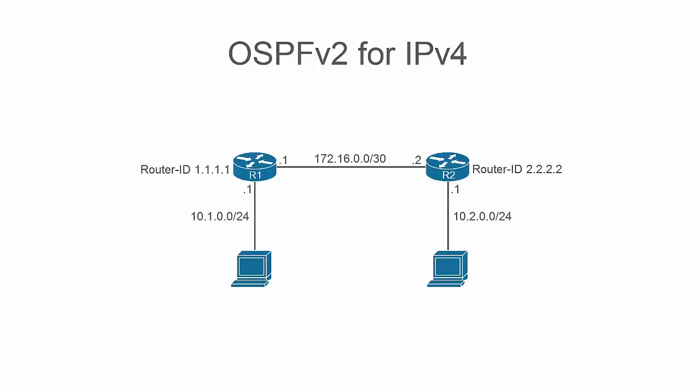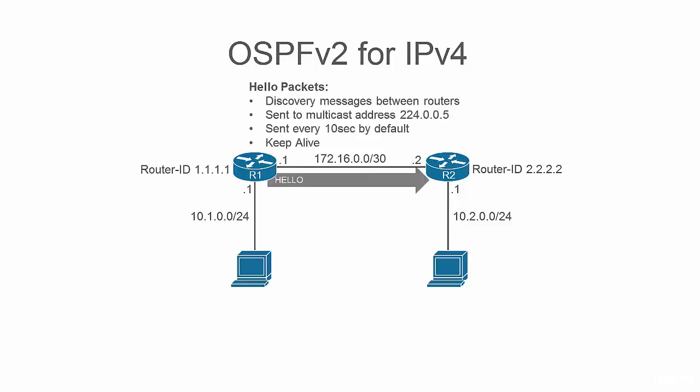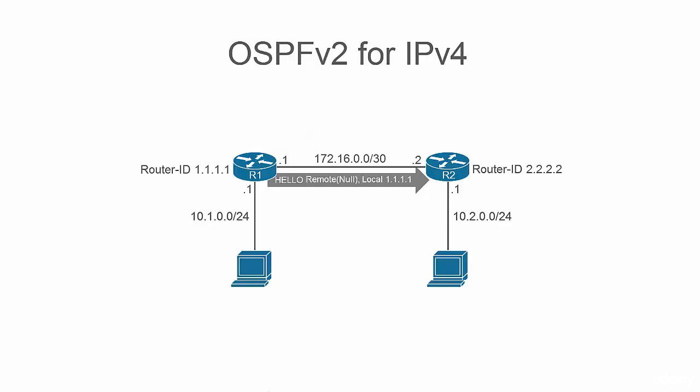In this section, we're going to learn about OSPF version 2 for IPv4. To form an OSPF peering between routers, first OSPF must be enabled on routed interfaces on a common subnet between routers. Then hello packets are used as discovery messages between the routers, sent to multicast address 224.0.0.5. Inside the first hello packet contains the local and remote router ID values for each OSPF router.